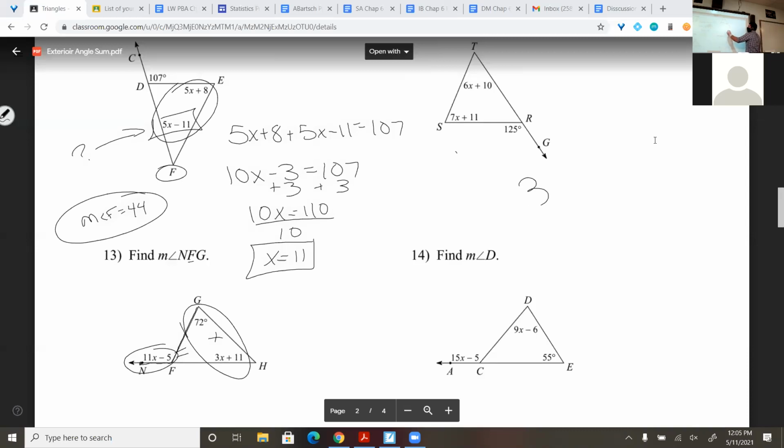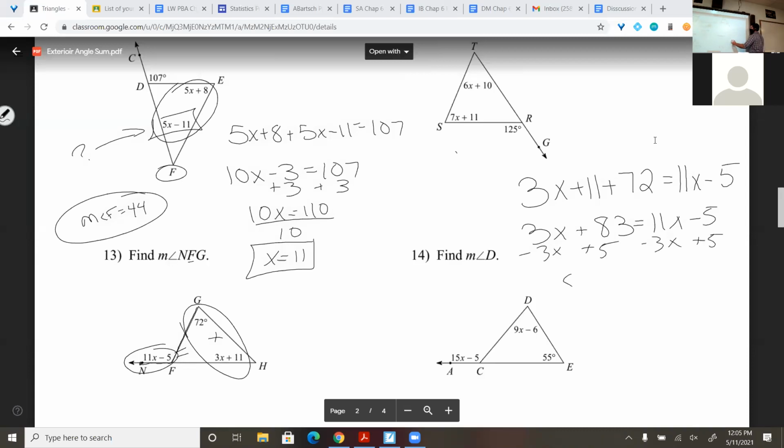So I'm going to take my 3x plus 11. I'm going to add to it 72 and set it equal to 11x minus 5. Use my algebra skills. 3x plus 83 equals 11x minus 5. Subtract 3x from both sides. Add 5 to both sides. 88 equals 8x. Divide by 8. And x would equal 11.